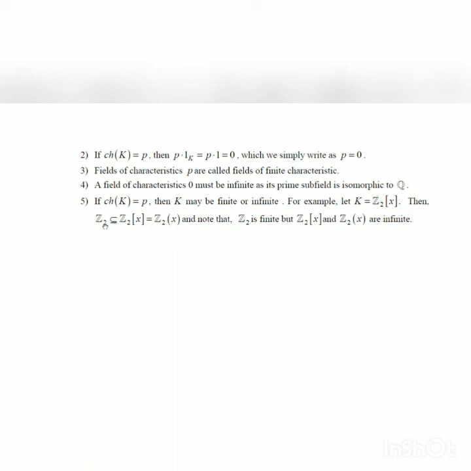Note that your Z2 is finite, and this is the smallest field, the prime subfield. But this is not finite. Why? Because this itself is not finite. It contains 1, x, x square, x cube, etc. Therefore, this is also infinite. So it depends on the choice. It might be finite or it may not be finite. I'll stop at this stage. Thank you.